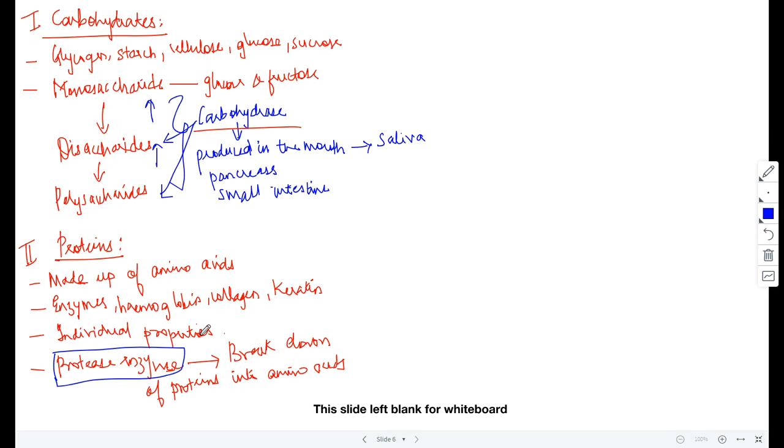Why do we need protein? Protein is required for growth, repair, and metabolism. And that is why it is always coming back to its original shape.